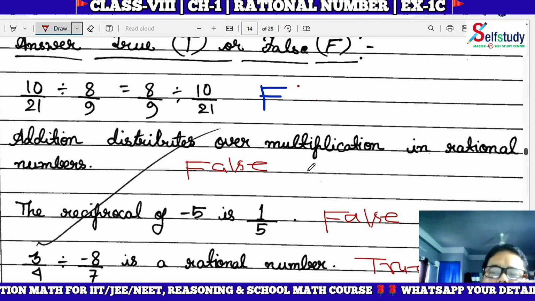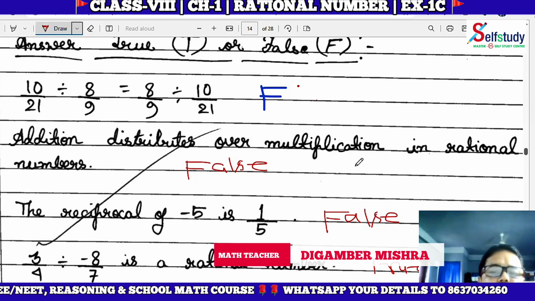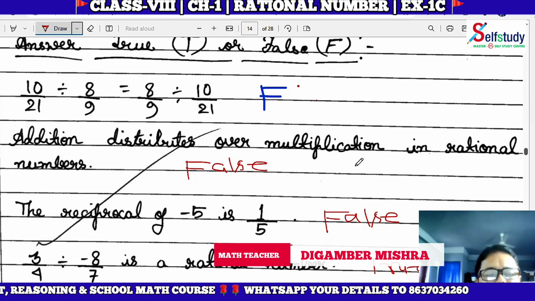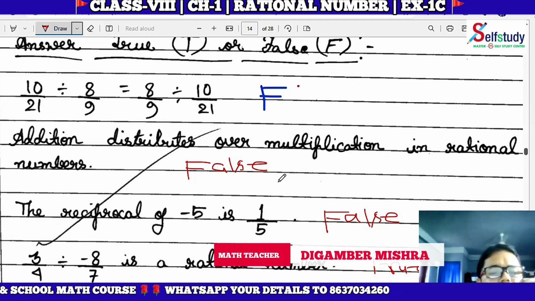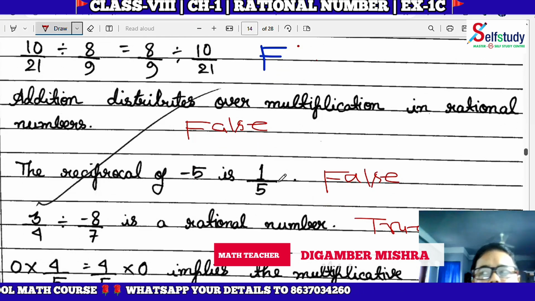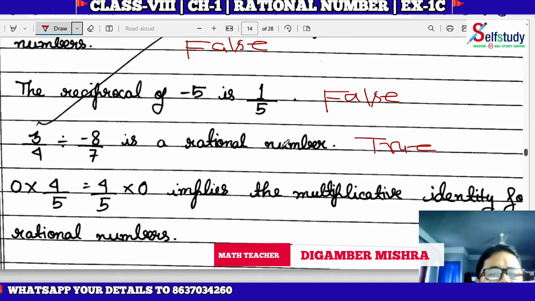Addition distributes over multiplication in rational numbers. What we have learned in the properties is the distributive property of multiplication over addition, but here it is given addition over multiplication. So this statement is false. If you want to know why it is false, then write in the comment box and I'll explain it to you.